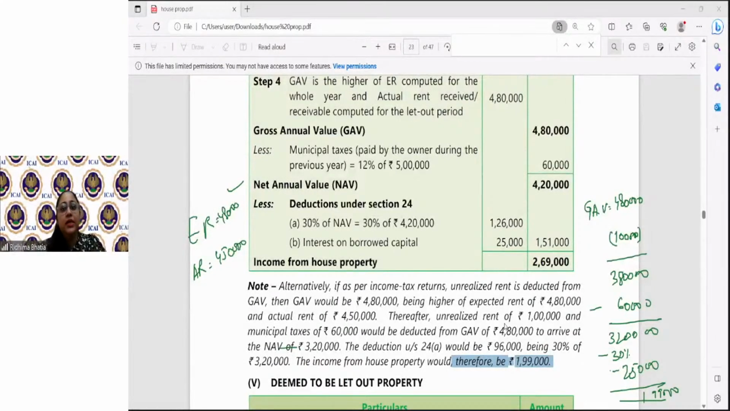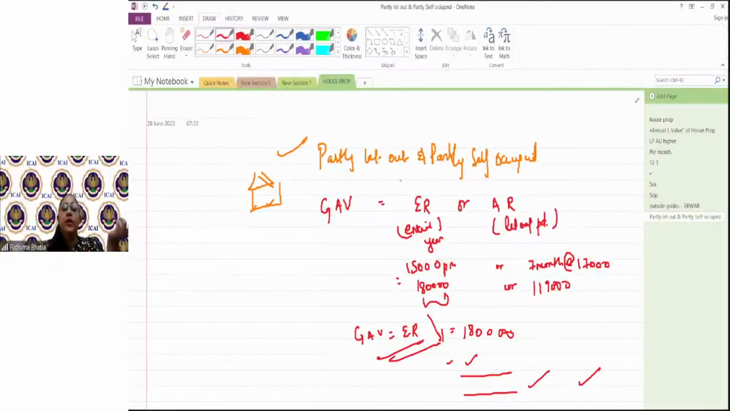Yes, Bhumika, because I told you कि how do you compute, हर एक का gross annual value निकालने का तरीका is different. How do you compute GAV in such a scenario? अगर partly let out and partly self-occupied case है, you will take your gross annual value as expected rent for the entire year or actual rent for the let out period, and whichever is higher would be your GAV.